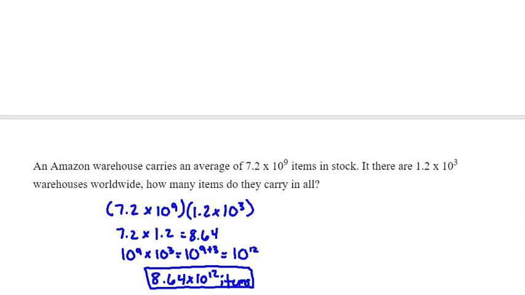All right, our next problem says an Amazon warehouse carries on average of 7.2 times 10 to the 9th items in stock. If there are 1.2 times 10 to the 3rd warehouses worldwide, how many items do they carry in all? So because we're talking about how many times this is happening worldwide, we're talking about multiplication. So we're going to multiply these by multiplying our mantissas, so 7.2 times 1.5 to get 8.64. We're going to end up adding our exponents to get 10 to the 12th, so it's 8.64 times 10 to the 12th items.